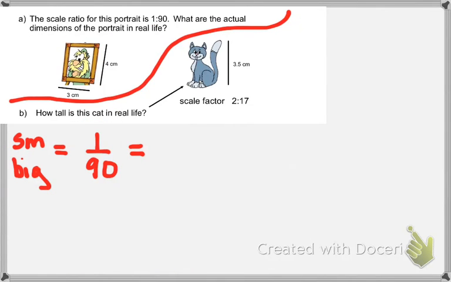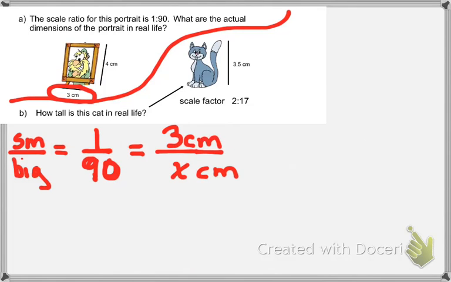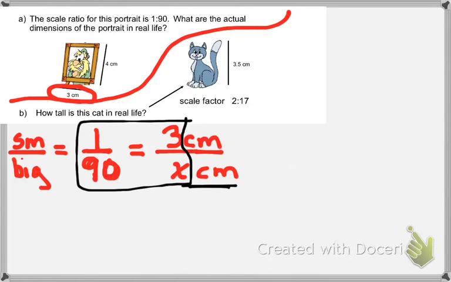Again, this is what we started with. Small over big, or the ratio rule that they're giving us, is 1 over 90. The small on paper width is 3 centimeters. So what is going to be our actual width in real life? Well, that will be x centimeters. We're going to use this part as the proportion to cross multiply, and we can see that our x number will actually be in centimeters.